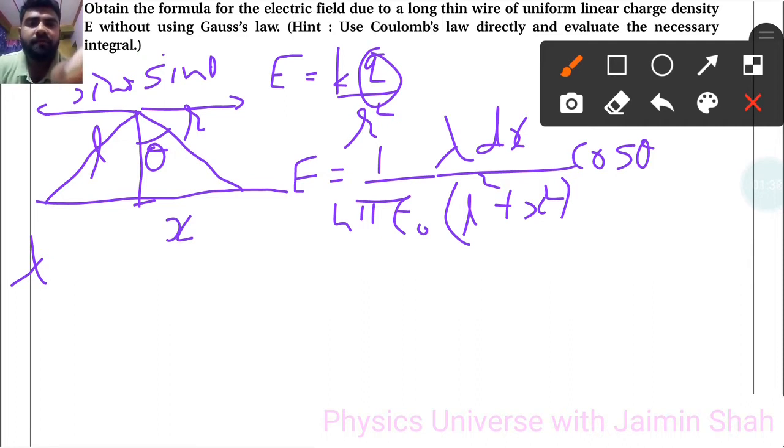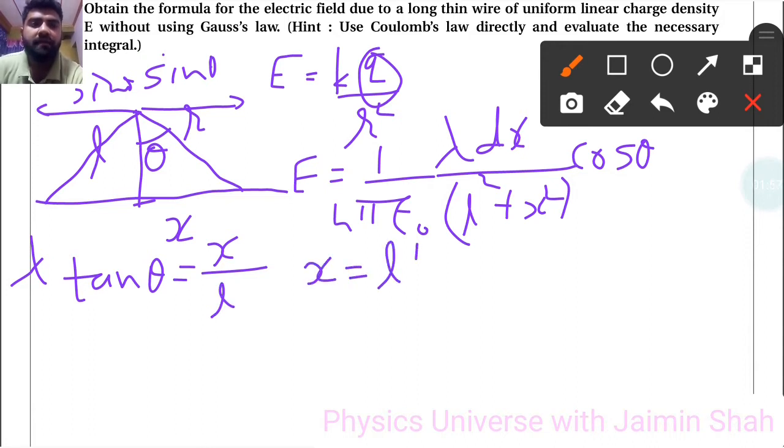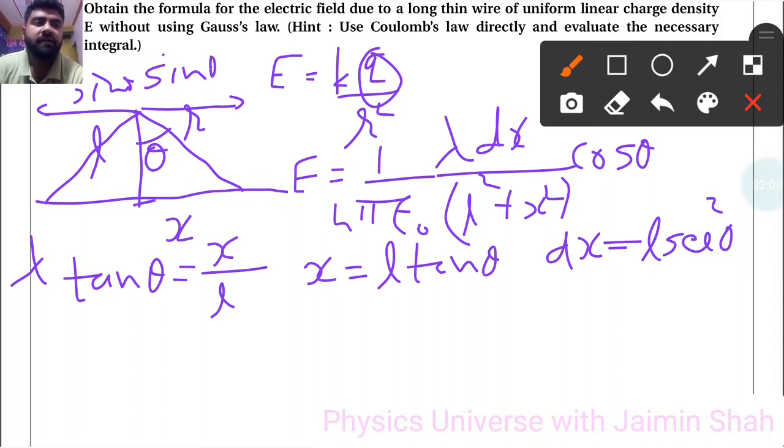Now see tan theta. Tan theta is equal to opposite upon adjacent, so x upon L. So here x is equal to L tan theta. Now dx is the derivative with respect to d theta, so it is equal to L sec square theta d theta, because the differentiation of tan theta is sec square theta d theta. So that is our dx.